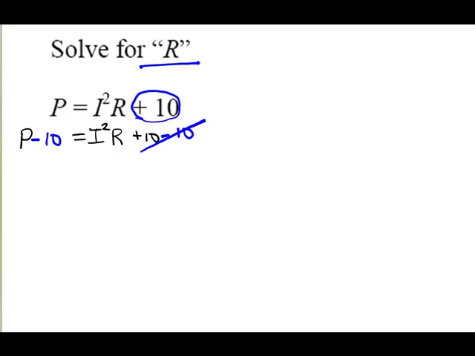Clean up. There's nothing you can do on the left. These are not like terms. Your 10 cancels on the right. That was our plan. Right, now go back on the side of the one you want. So you want the r, you need to be on that side. The only thing left we have to get rid of is the I squared. Notice it's multiplied by the r. So to get it off, we will divide. We're going to divide on both sides by I squared.